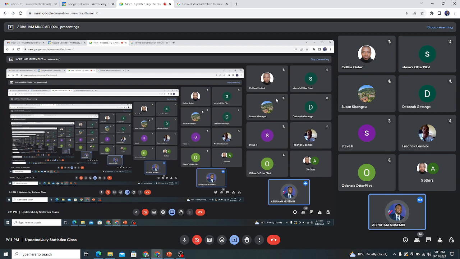So in case you are given a data set and you see the tail is long to the right, then you can know this data is skewed to the right, or is skewed to the left. Okay? All right. Good.